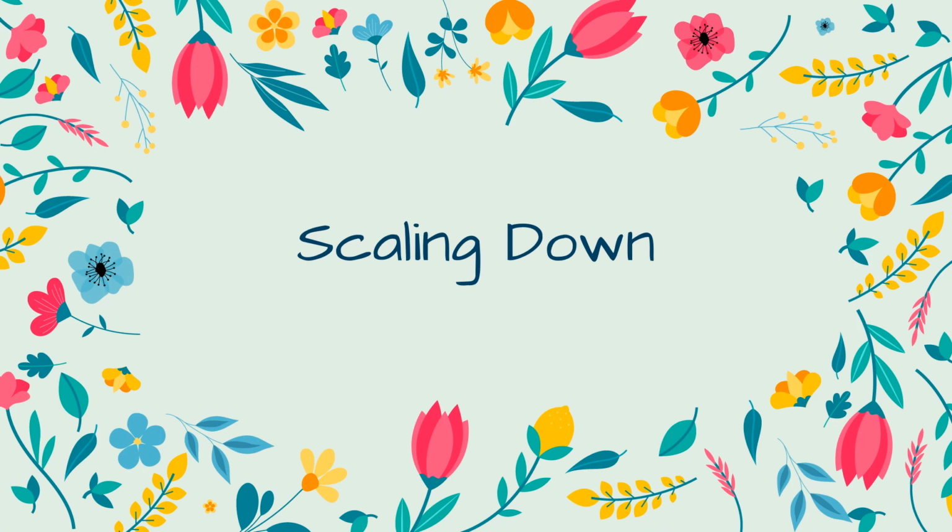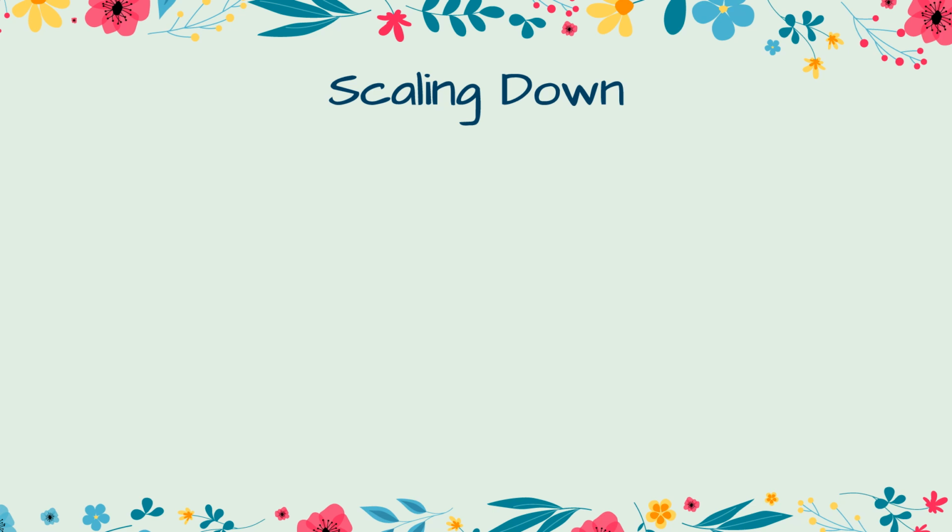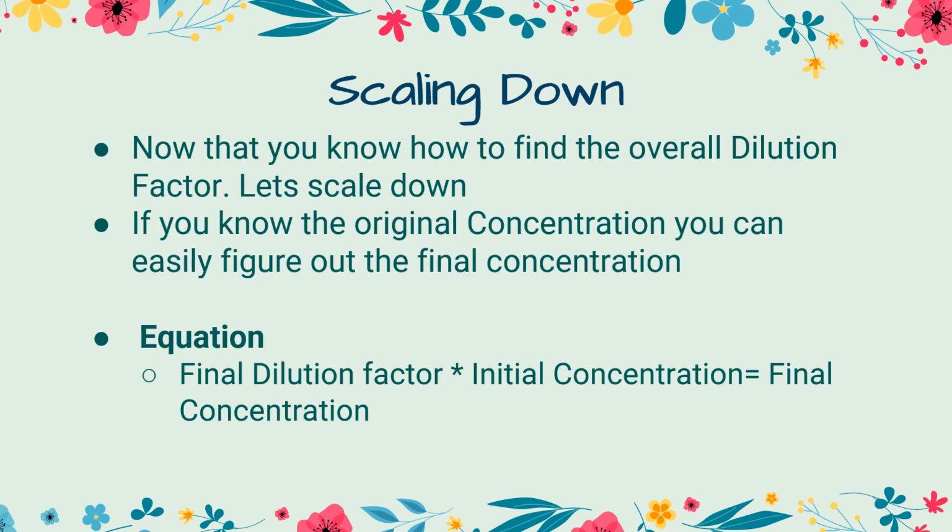In this part of the lesson, we're going to take dilution factors and scale downwards into our serial dilutions. There's a couple of different ways we can do this, and we're going to look at them. Now that you guys are awesome bosses at finding the dilution factor, let's scale down. If you know the original concentration, you can easily find out the final concentration through this simple equation. Final dilution factor times initial concentration equals final concentration.